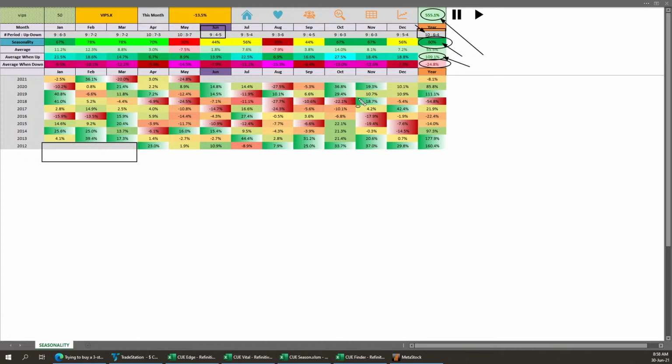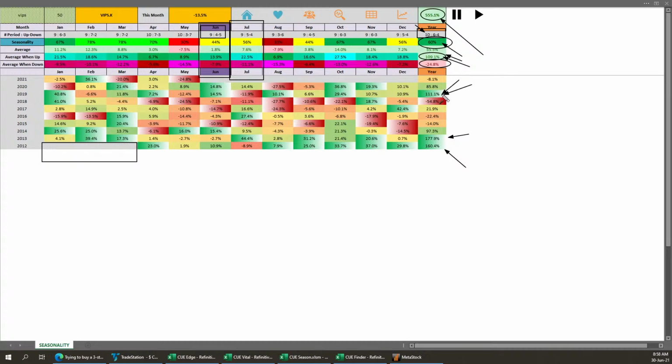So you get a lot of insight from this seasonality. Usually we just look at the current month. If the current month is ending, we look at the next month to decide seasonality. But when you look at this seasonality scorecard, you get many other insights. For example, you also see that these metallic color cells show the years when it went up by bigger percentage than average when up, which was 109%.